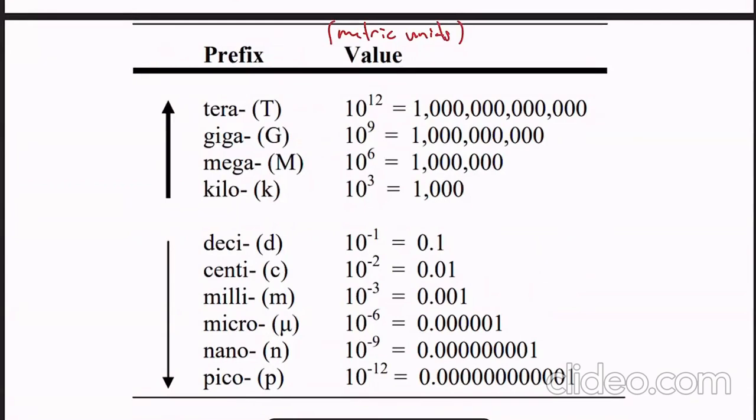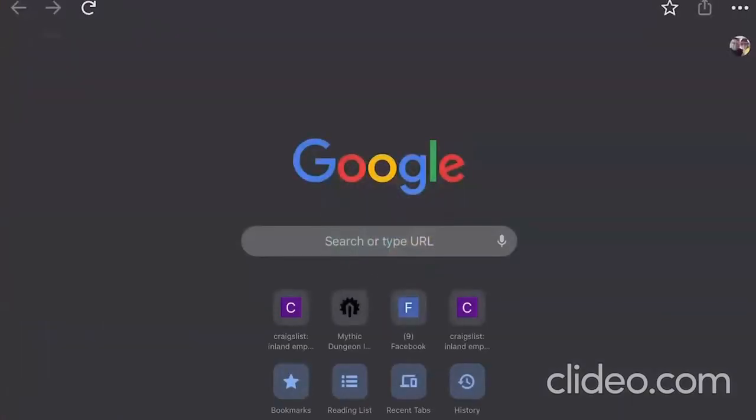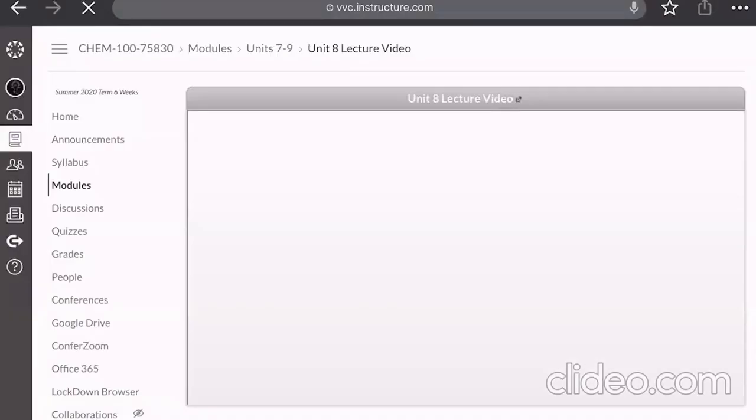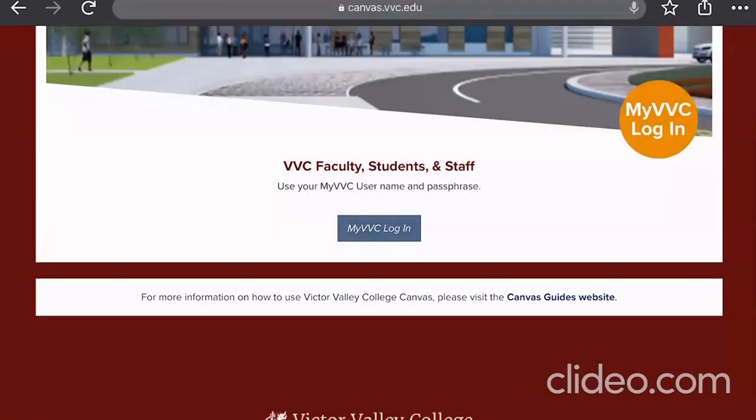Once you guys have your textbooks, this will be in your textbook. So real quick, for the very first lecture here, there we go.